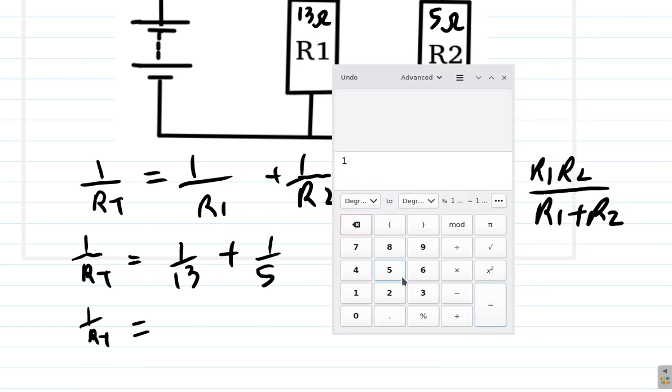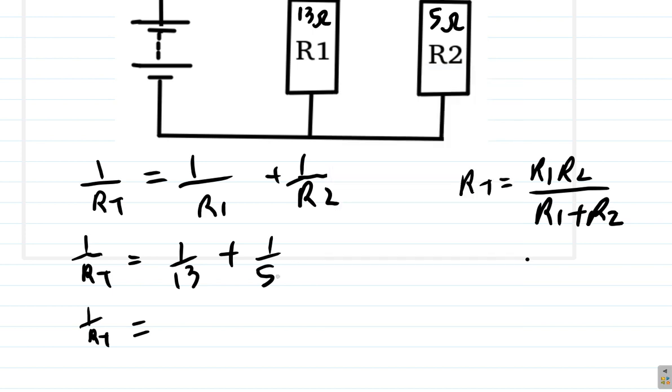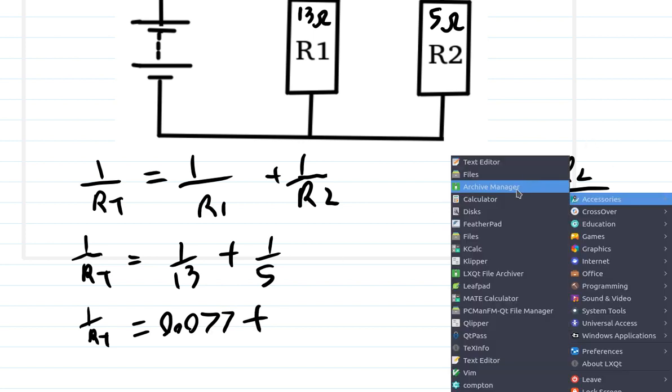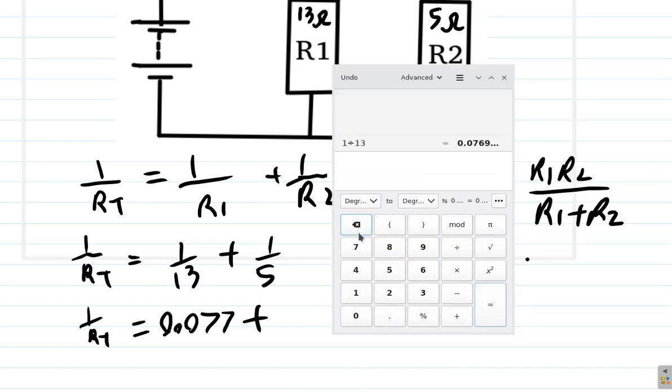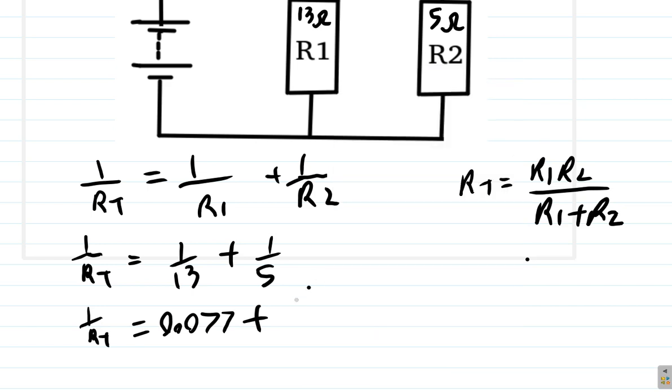Alright, 1 over 13 is 0.077. Let's write to 3 decimal places. 0.077 plus 1 over 5. What is that equal to? 1 over 5 equals 0.2. And 0.077 plus 0.2 is 0.277. That's 1 over RT.